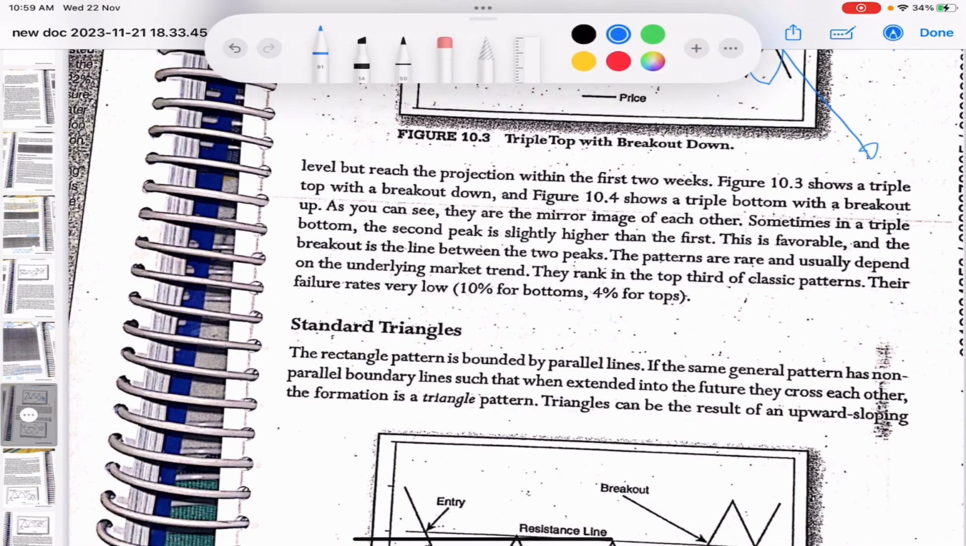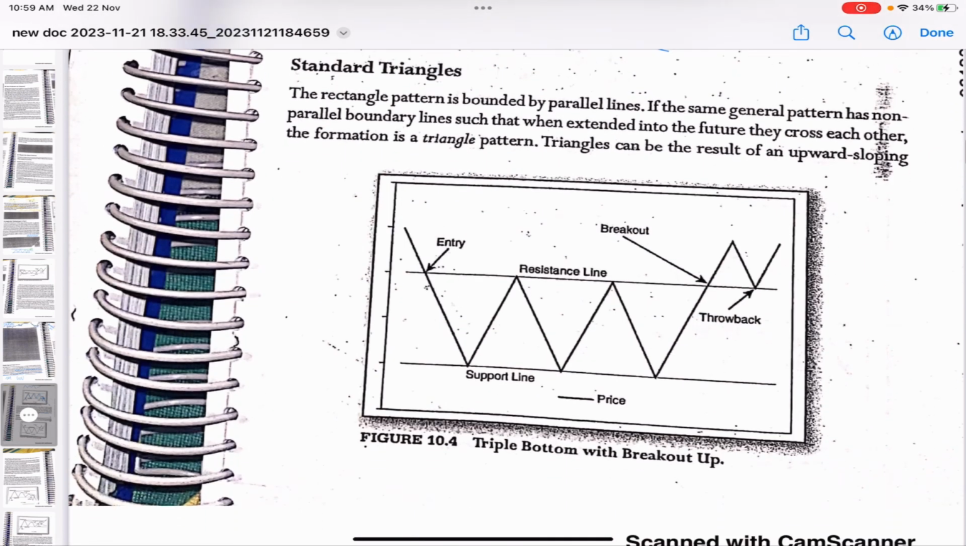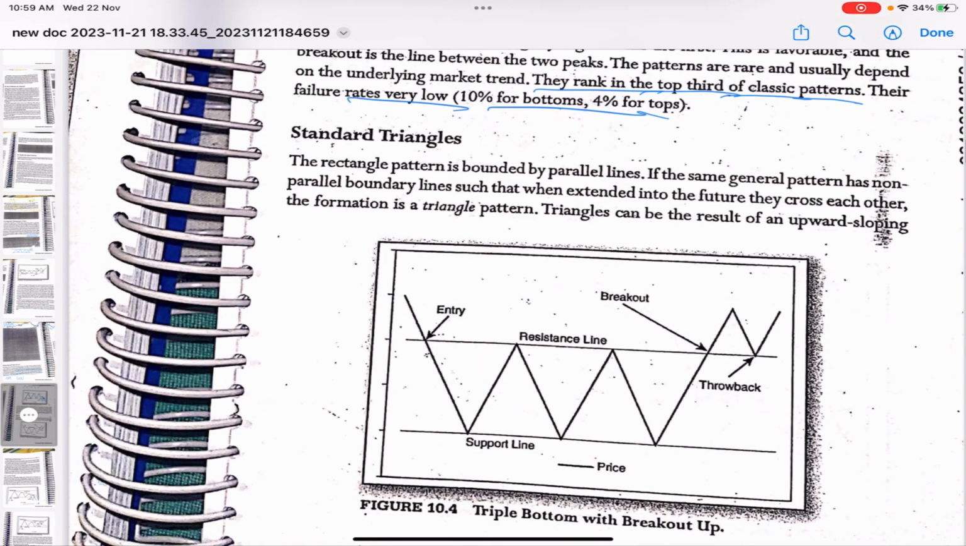So they rank in the top third of the classical patterns. Their failure rates are also very low, because these patterns, triple top and triple bottom, are not formed very frequently. Okay, now we go to the next one, which is a standard triangle. Take a moment and read and try to understand the pattern, then I will discuss.